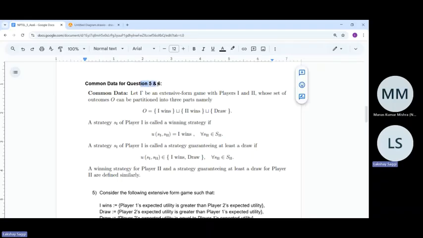So we have this common data for questions 5 and 6, and then we'll be having these questions. The common data is this: let tau be an extensive form game with players 1 and 2, whose set of outcomes O can be partitioned into 3 parts. So basically we have a game with players 1 and 2, and the outcomes can be partitioned into 3 parts: player one wins, player two wins, or it's a draw.